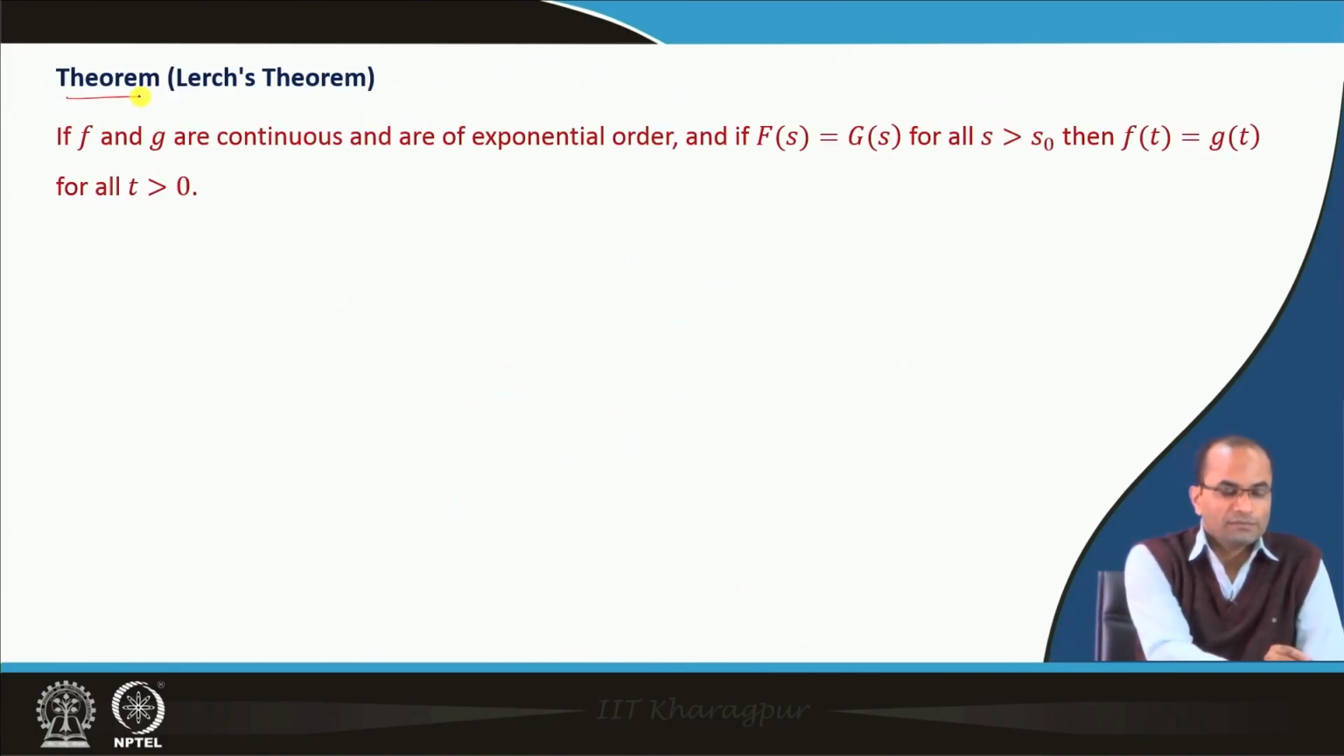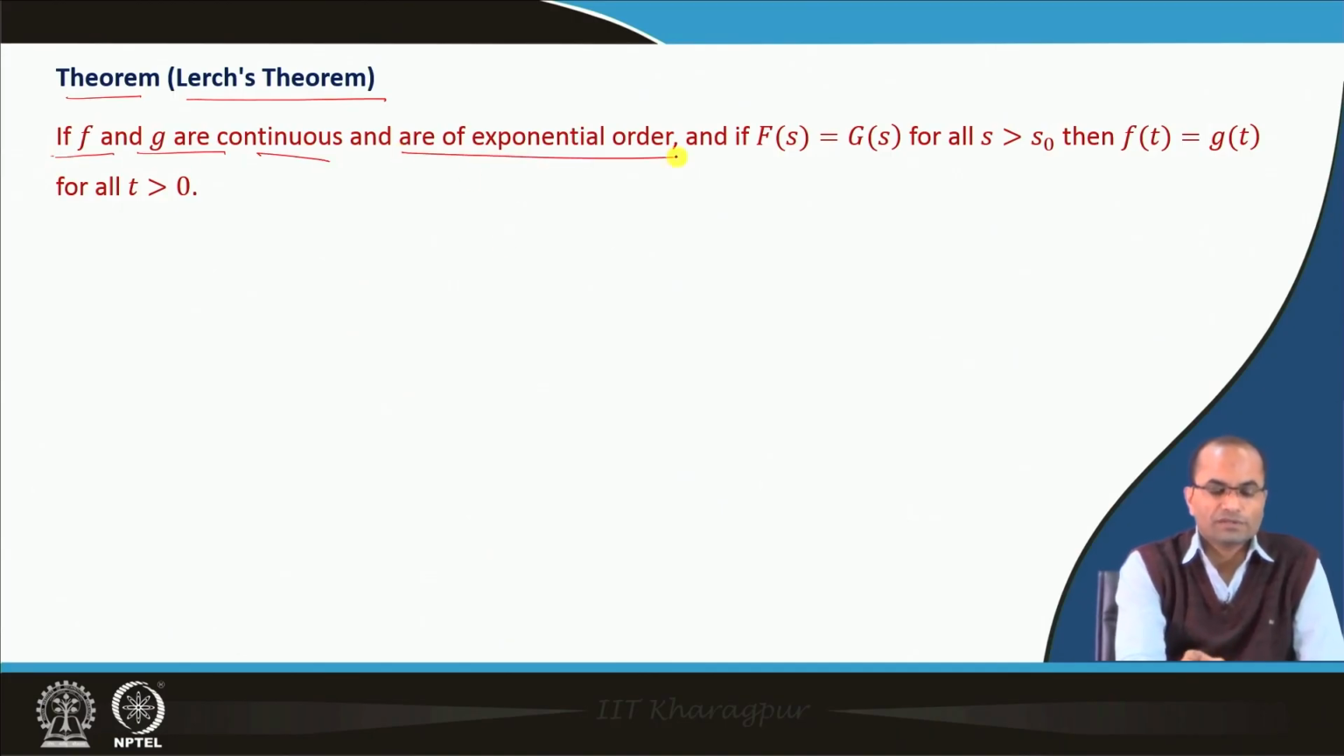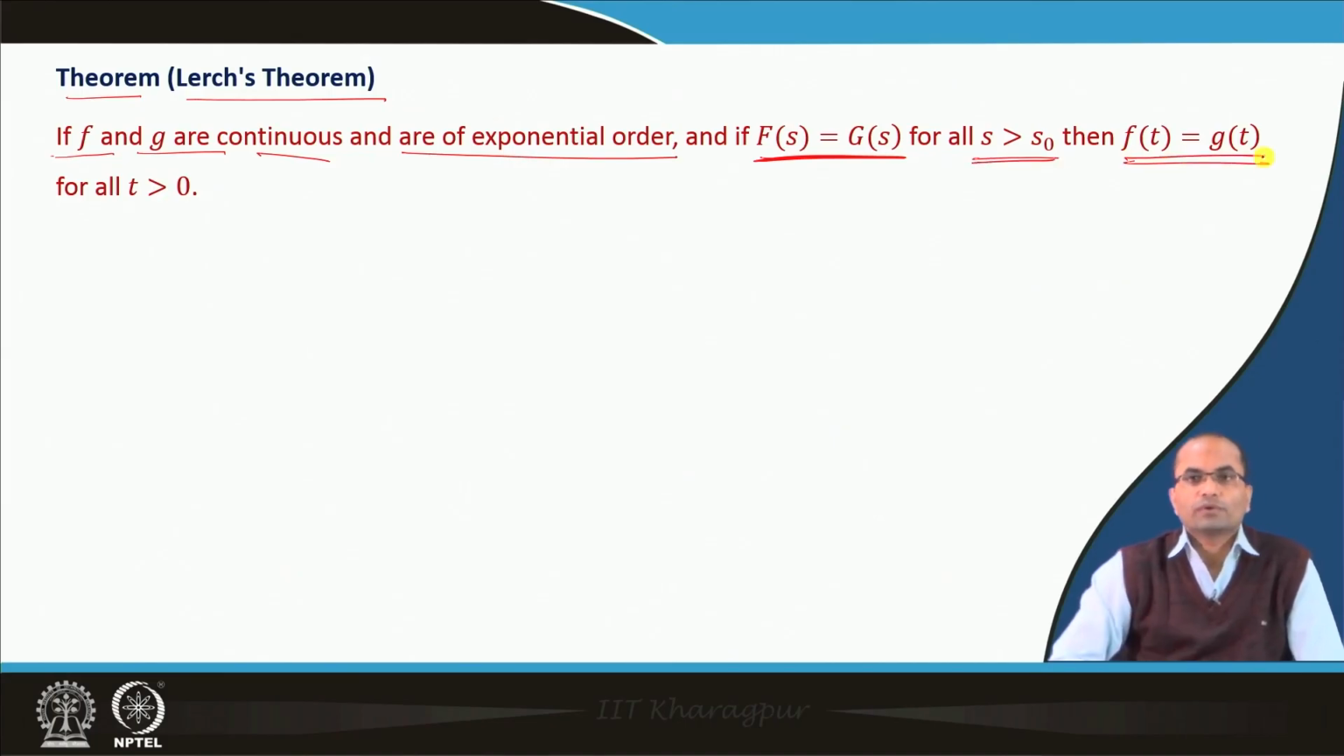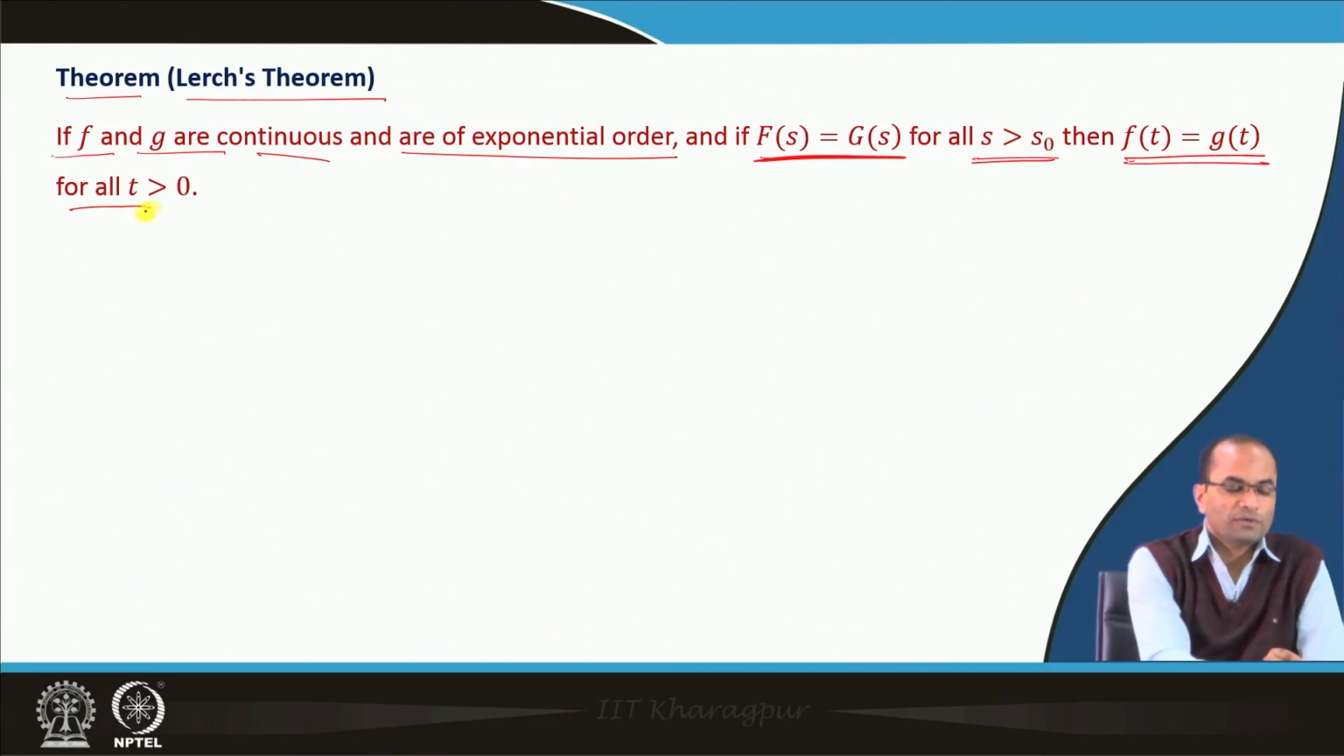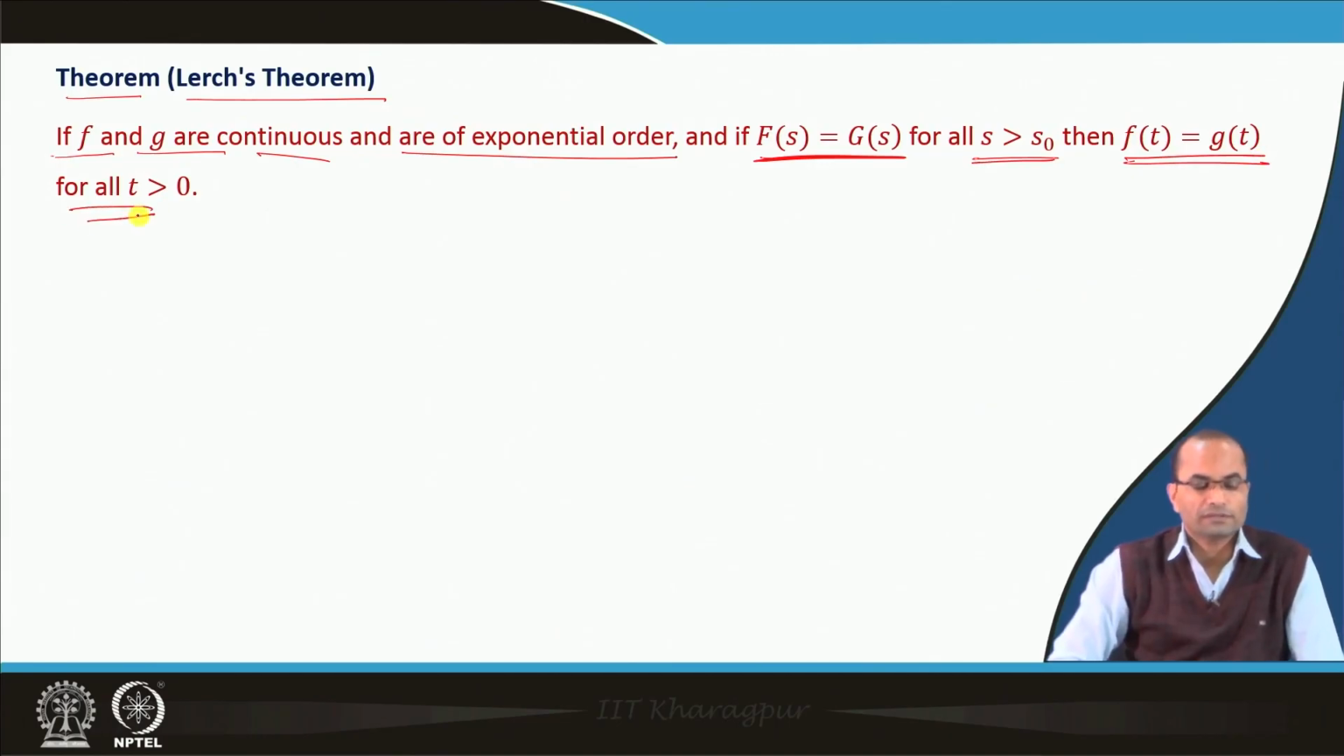So, there is a nice result, the Lerch theorem. If f and g are continuous and of exponential order, and if F(s) is equal to G(s), that is, if the Laplace transforms are equal for s greater than s naught, then f(t) would also be equal to g(t) for all t. So, at least we have this uniqueness when we are talking about continuous functions.